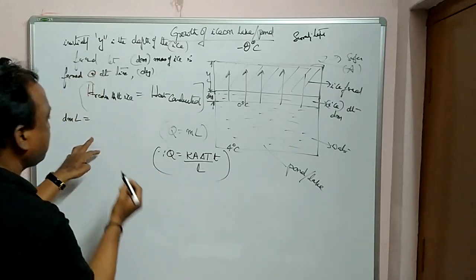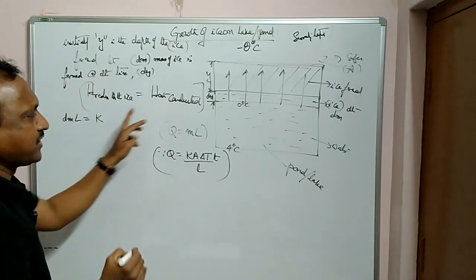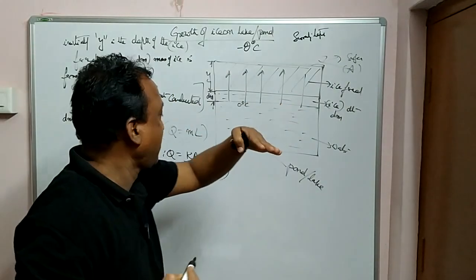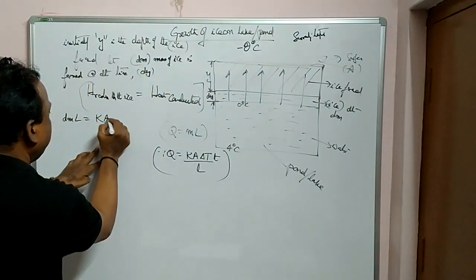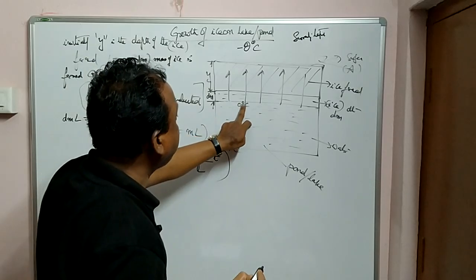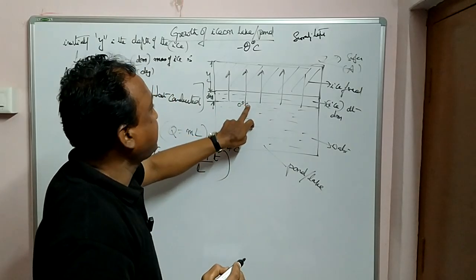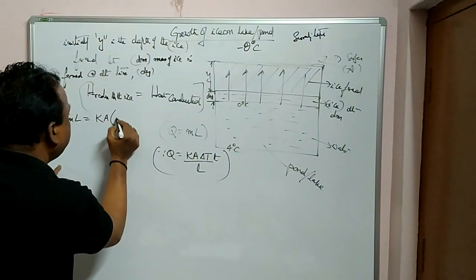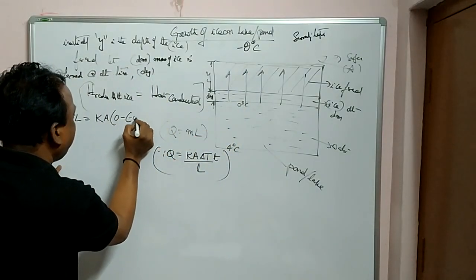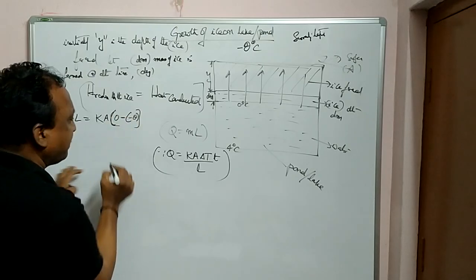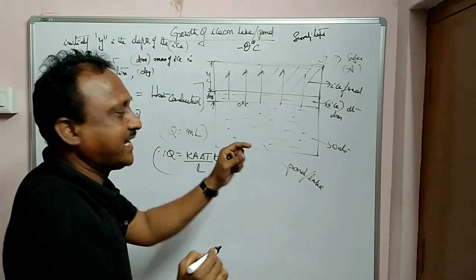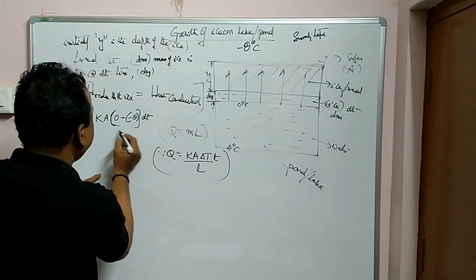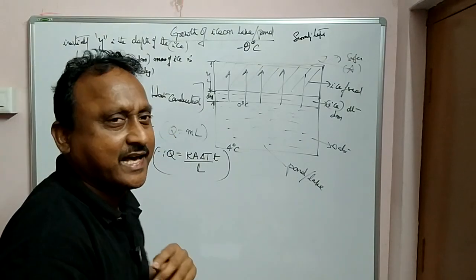Heat conducted. So therefore K, coefficient of thermal conductivity of ice, A, surface area of the pond, into delta T. How much will it be? Where is it going from? From 0 degree centigrade to minus theta, the temperature difference, into time, which we have taken as a small time interval dt, by L.